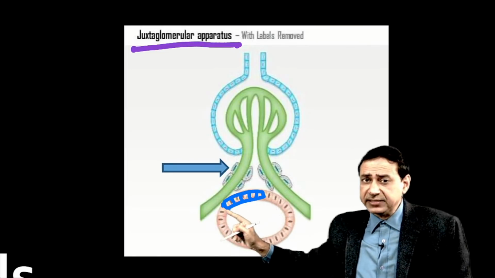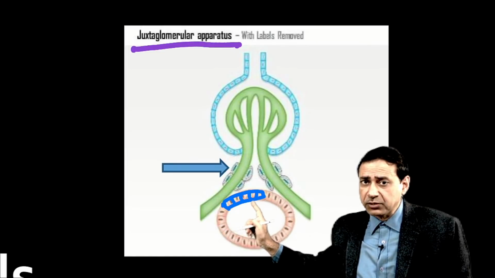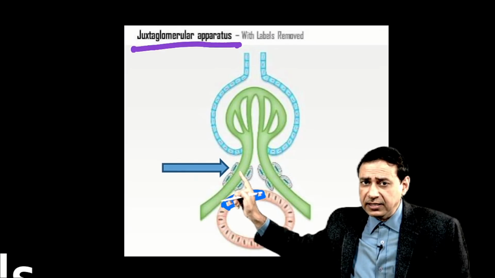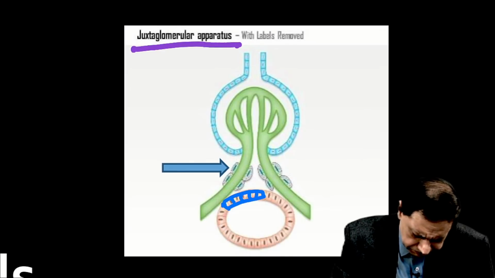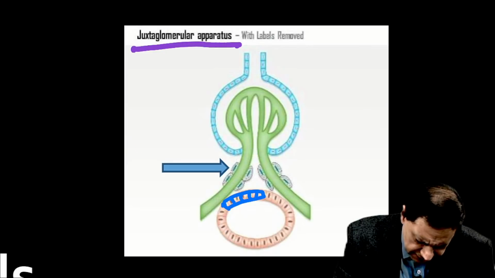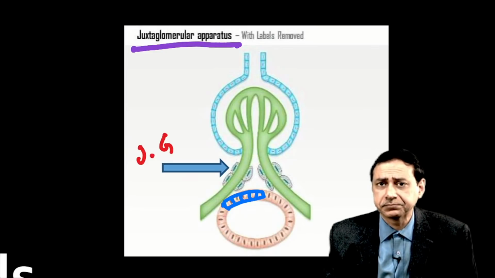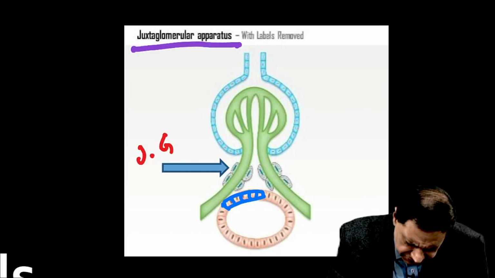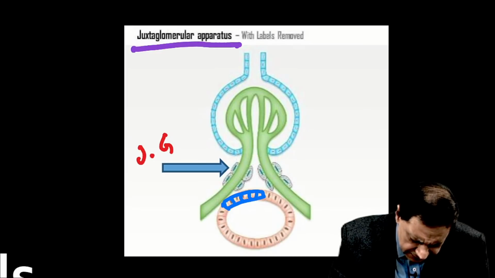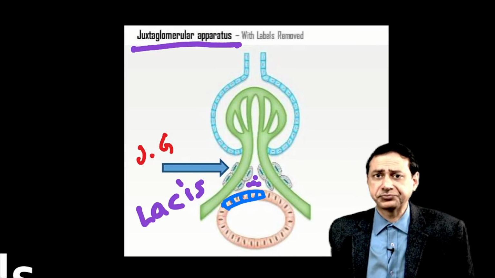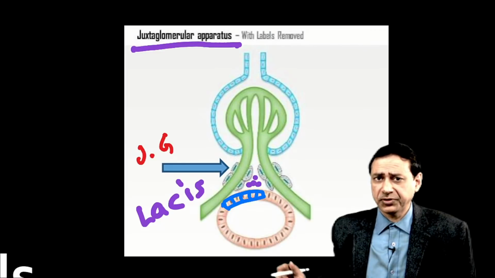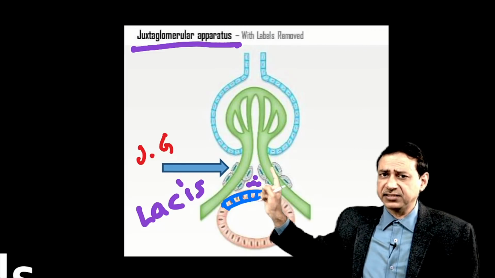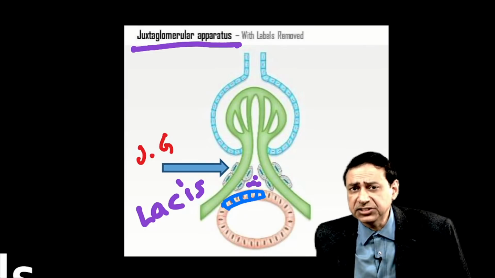This is macula densa. And these cells are JG cells. Okay. And here at the trijunction, there are some cells which are not depicted here. These cells are Lacis cells. Okay, macula densa, Lacis cell, and this entire thing, this is actually the JG apparatus.